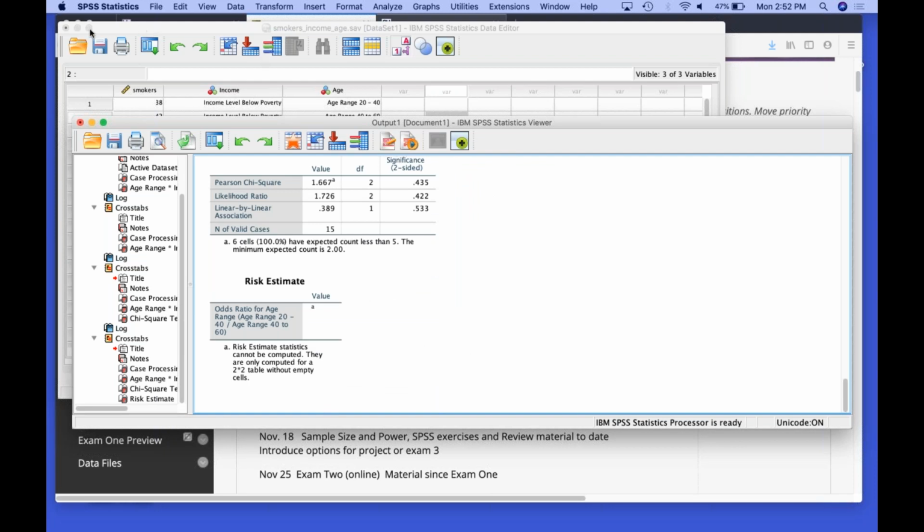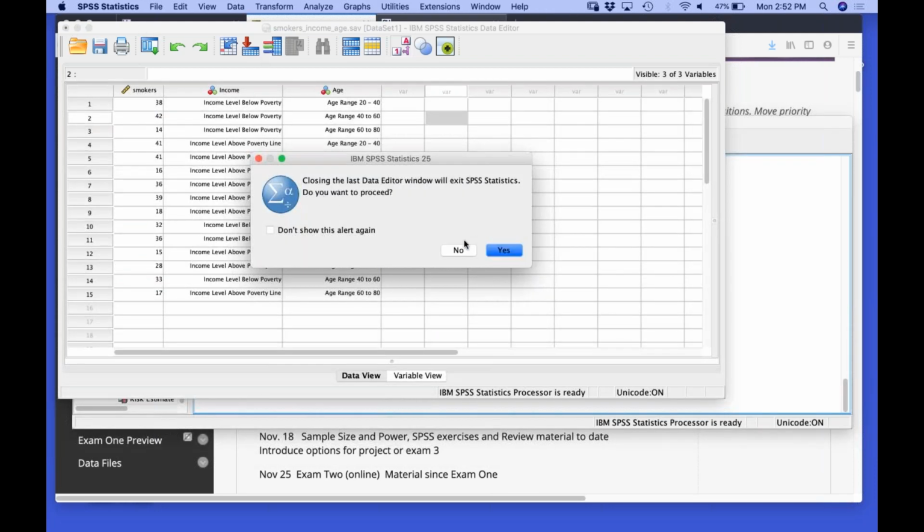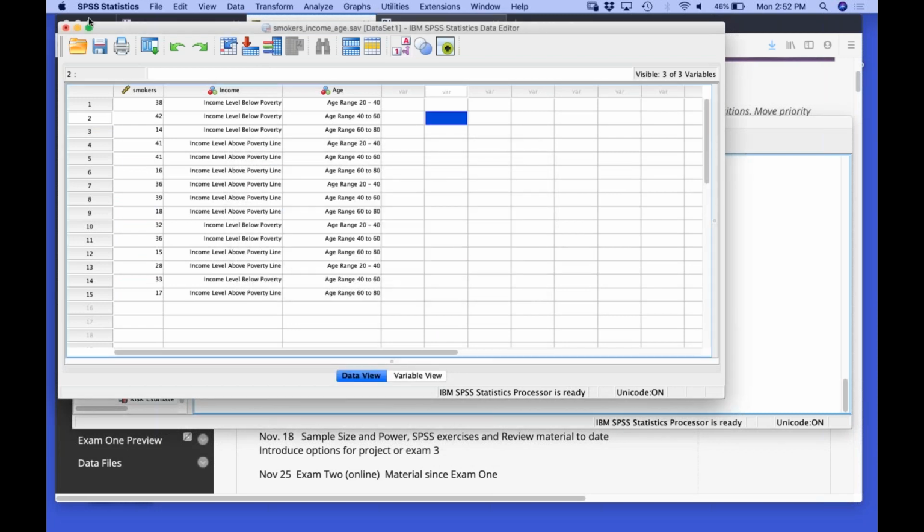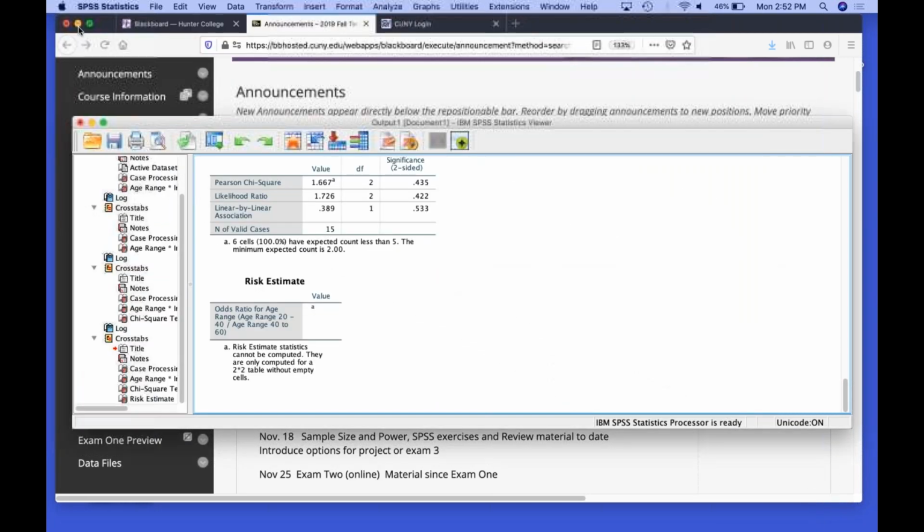Okay, so let me see if I have a better example here. So you can see that we have a mechanism for doing this in SPSS that saves us quite a bit of work.